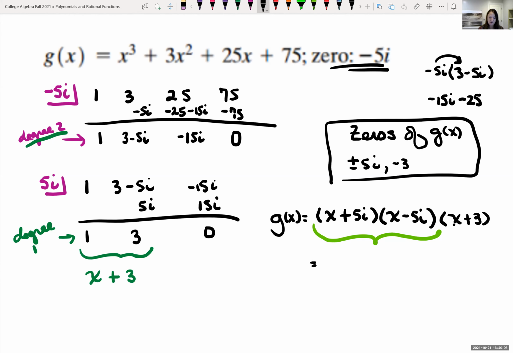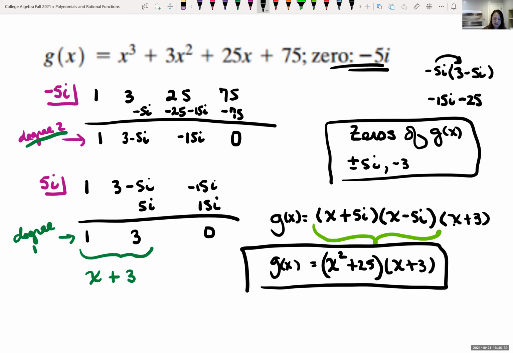So this is a difference of two squares, x plus 5i times x minus 5i. So we can think of this as x squared minus 5i quantity squared. Well, 5i times 5i is 25i squared, which is negative 25. So minus a negative 25 is really plus 25, all times x plus 3. So we broke g of x down as a product of linear and irreducible quadratic factors.